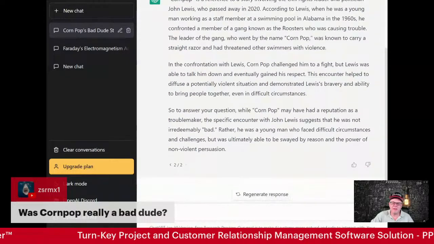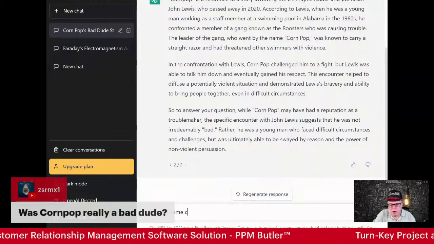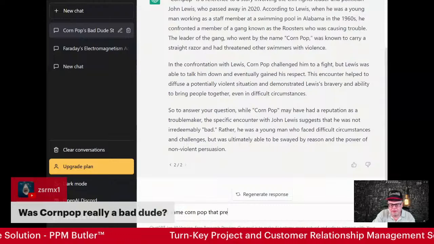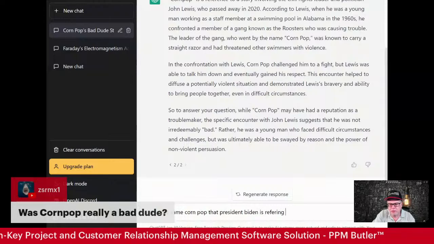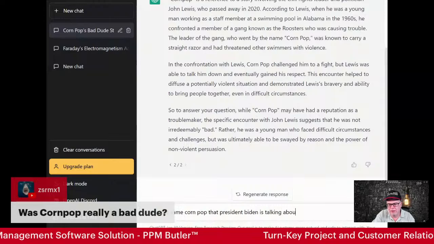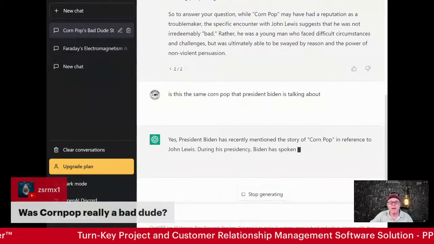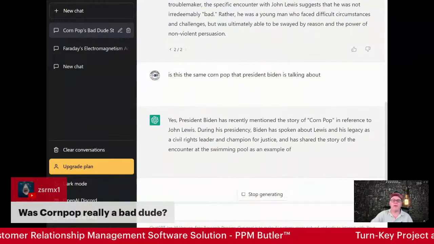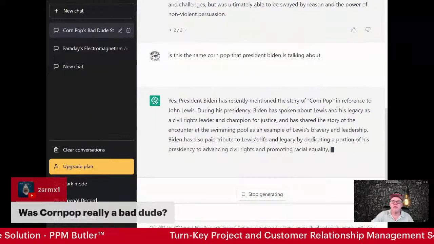You know, I'm going to ask a question. Is this the same Corn Pop that President Biden is talking about? Can't help it. I have to ask. Okay. Yeah, I'm having a conversation with this computer here. It says, yes, President Biden had recently mentioned the story of Corn Pop in reference to John Lewis.